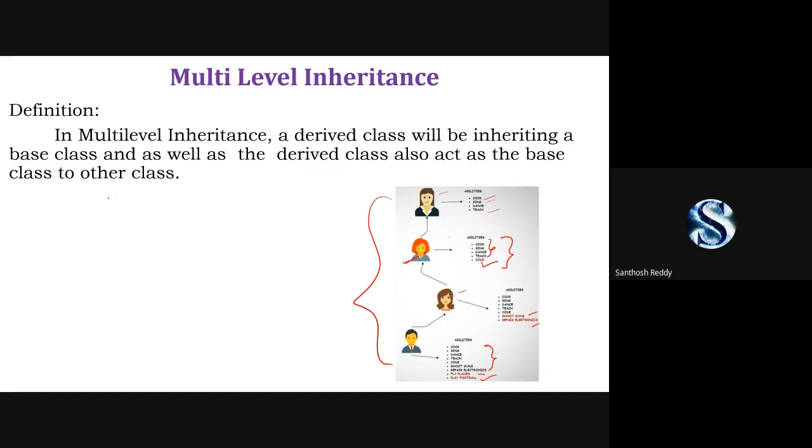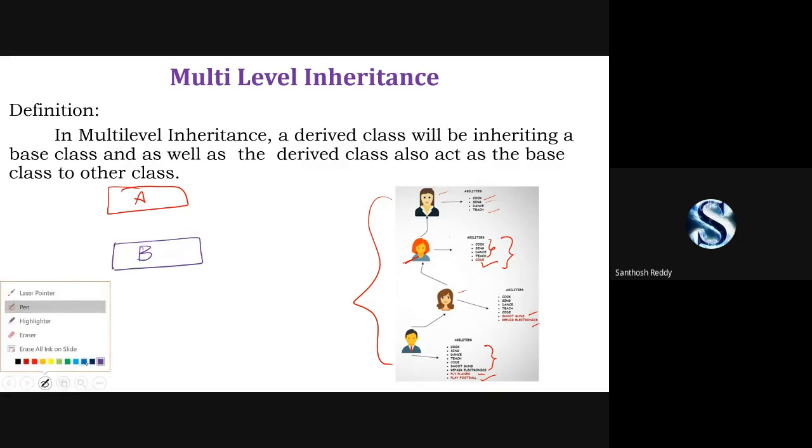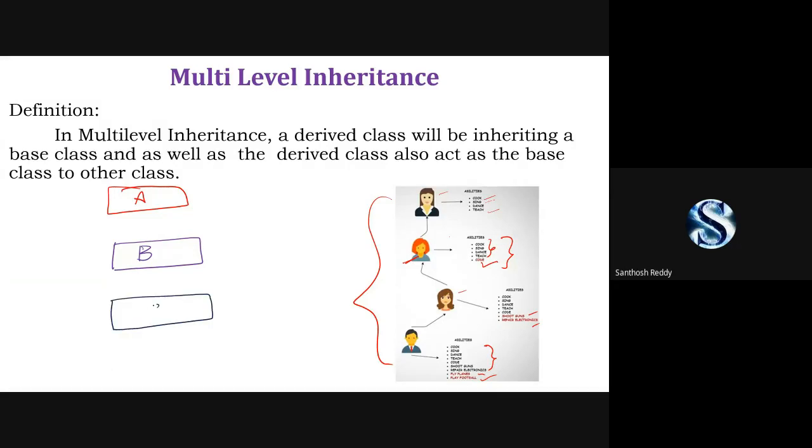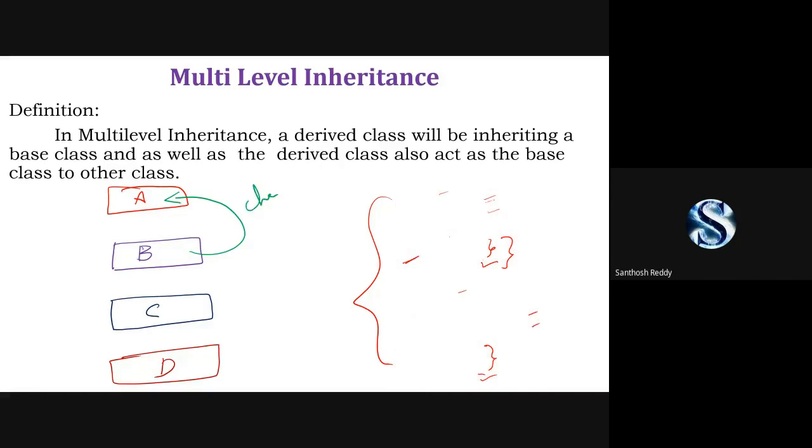For example, we have class A, class B, class C, and the next class D. Now what is going to happen in the inheritance is that B can access only class A characteristics, class C can access only class B characteristics.